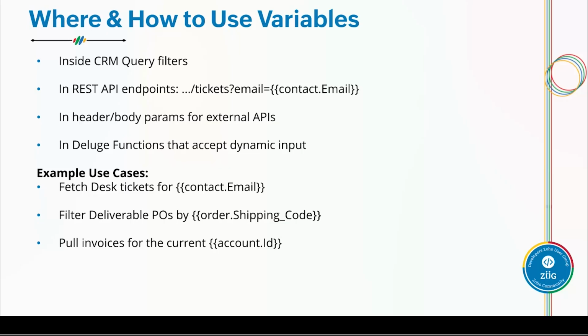Some of the use cases of using variables are fetching tickets for a particular contact by its email from Desk. Here, when you give the contact's email ID, the related ticket details from Desk could be fetched using a query. Another use case would be finding or filtering the deliverable post offices by the shipping code. Here you pass the shipping code value to the query, where shipping code is the variable. Another use case would be pulling invoices for the current account, where you pass the account's ID as a variable to the query.